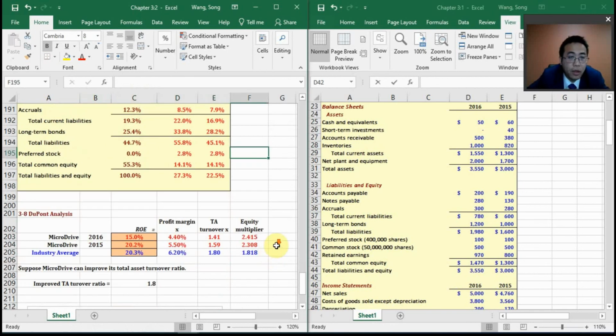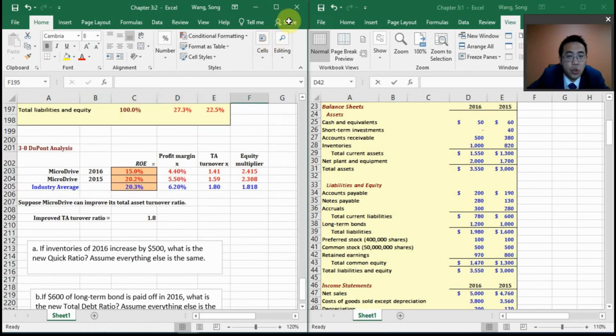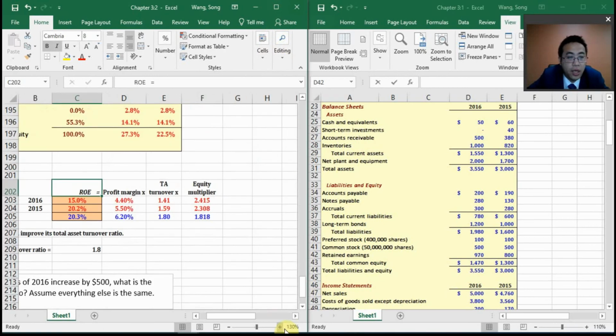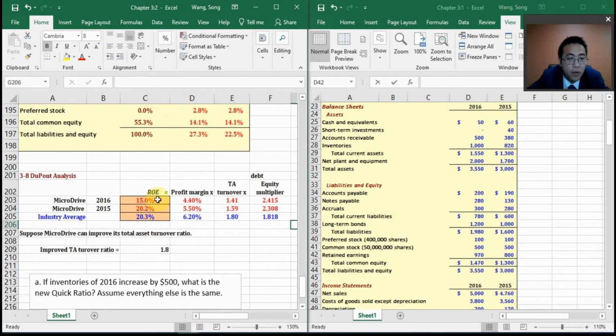Okay. The next subject is DuPont analysis. The DuPont analysis basically breaks down the ROE into three components. One is a profitability ratio called net profit margin, another is an efficiency ratio called total assets turnover, and here is equity multiplier, which is a debt ratio. So the ROE here is a product of three different ratios.